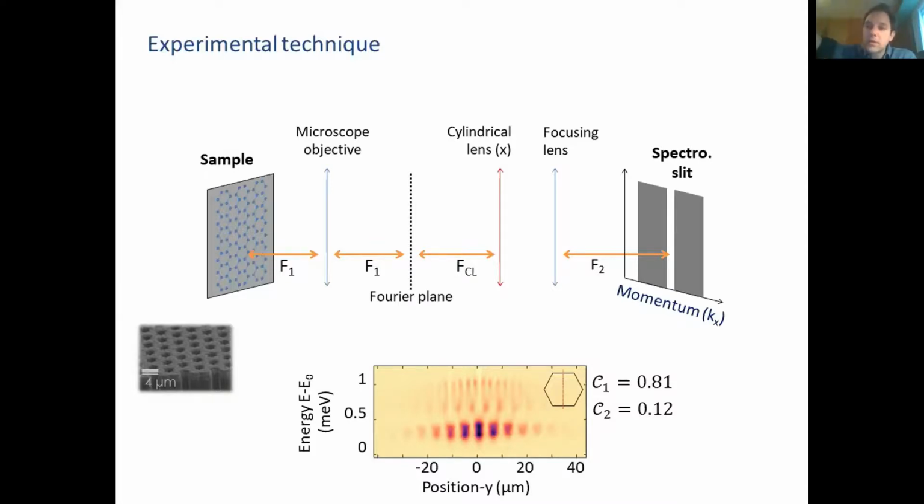And so you are going to have an image that will allow you to reconstruct, to calculate the mean chiral displacement. So as an example, I'm showing here what we measure using the setup when we have a position of the cylindrical lens such that the slit of the spectrometer selects a value of Kx equals 0, so at the center of the Brillouin zone.